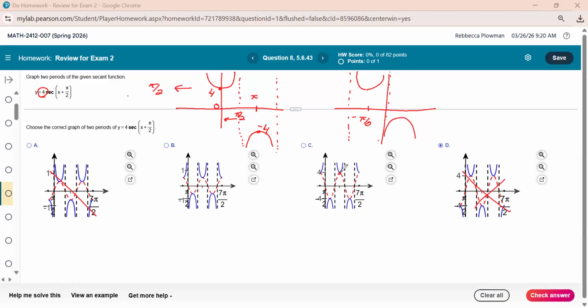So we see here that this minimum is sitting at 4, and this little maximum here is sitting at -4. So it's going to be C.